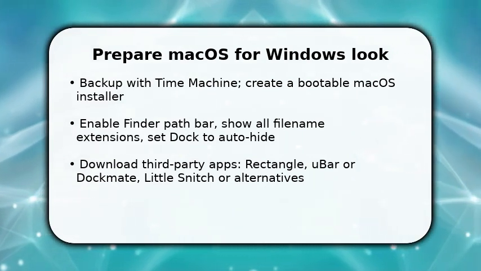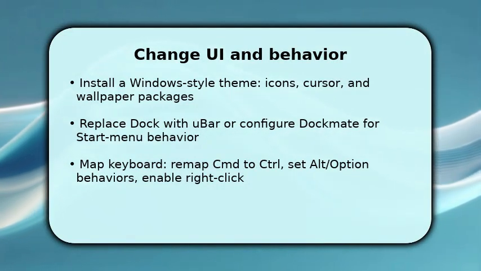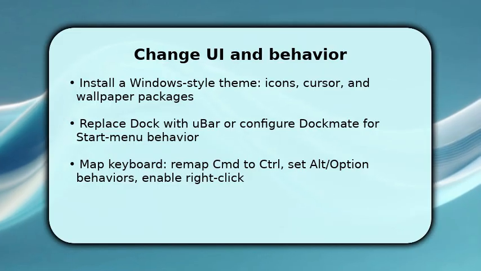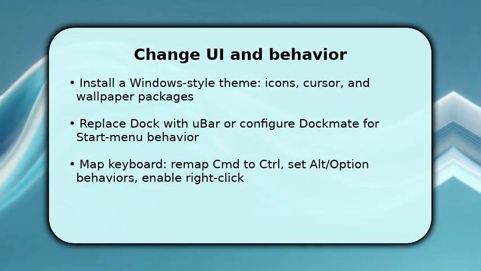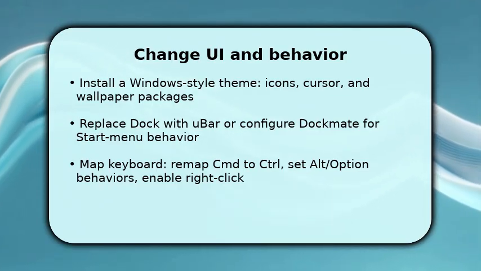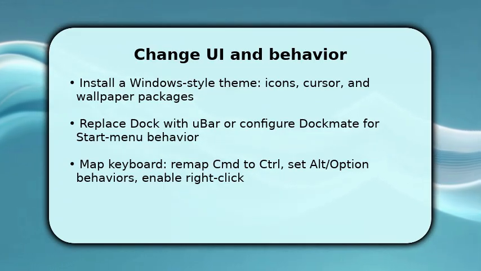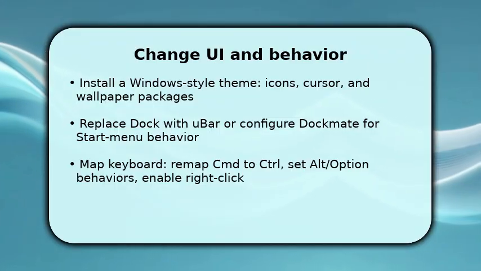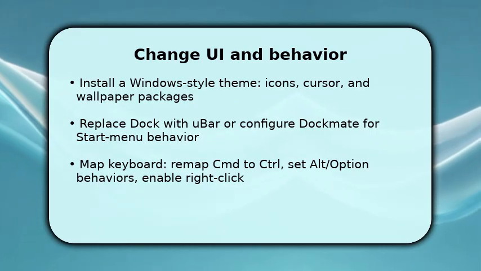Now you'll transform appearance and interaction to match Windows workflow. Apply a Windows-style icon set and cursor pack, then set a matching wallpaper for immediate visual parity. Replace or reconfigure the dock with uBar or DockMate so it behaves like a taskbar and supports a start-style menu. Make sure auto-hide and pinned items are configured. Remap keys so Command acts like Control for common shortcuts, and enable right-click and middle-click behaviors.